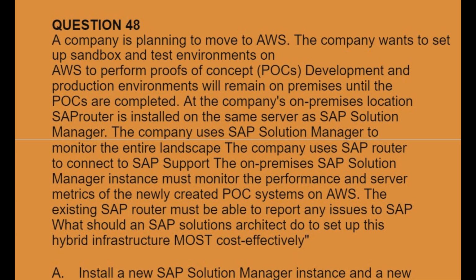The on-premises SAP Solution Manager instance must monitor the performance and server metrics of the newly created POC systems on AWS. The existing SAP router must be able to report any issues to SAP. What should an SAP solutions architect do to set up this hybrid infrastructure most cost effectively?